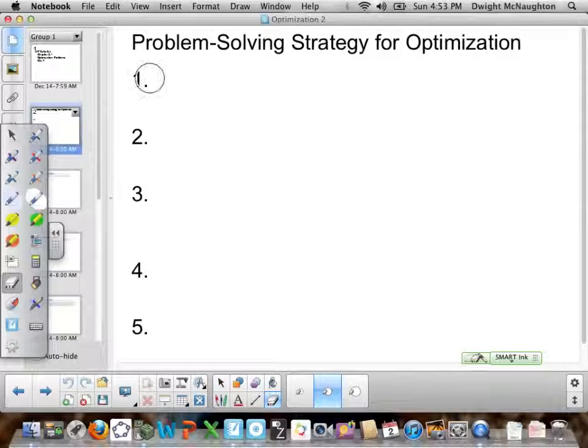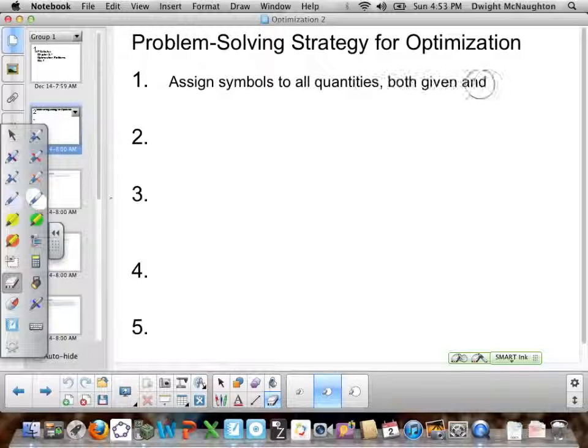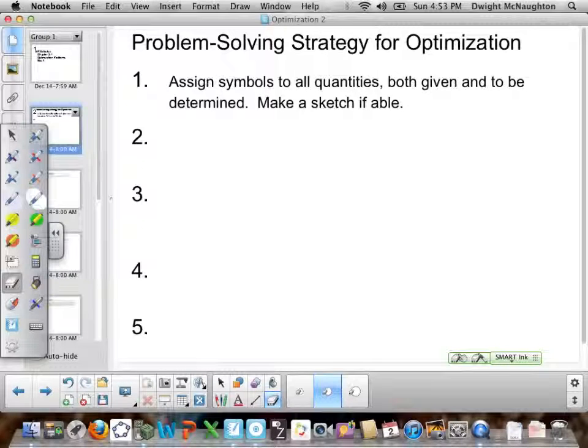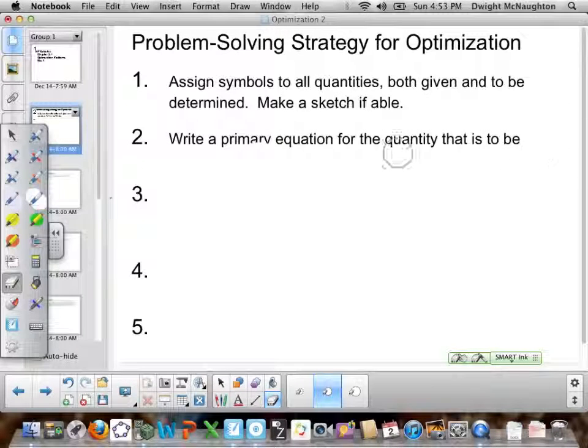First off, define your variables. Assign variables to all your quantities. If possible, draw a picture. Step 2, you want to write a primary equation. This primary equation will be an equation for what needs to be optimized. So if they say find the maximum profit, you'll write a profit equation. If they say find the minimum area, you'll write an area equation. Usually it'll involve 2 or more variables.